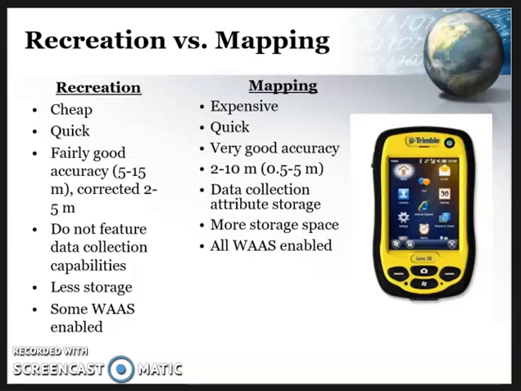The term recreation grade refers to low-cost receivers. These types of units are suitable for automobile navigation and outdoor recreational activities such as geocaching, a kind of treasure hunt using geographic coordinates. They're cheap, quick, and have fairly good accuracy, 5 to 15 meters, and they're corrected to up to 2 to 5 meters. Most of them don't feature data collection capabilities, but a lot of apps now do.